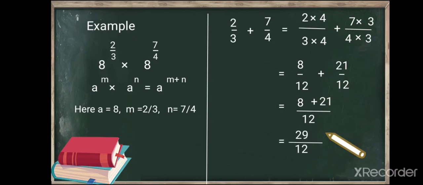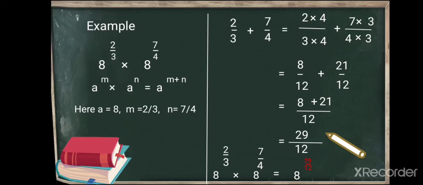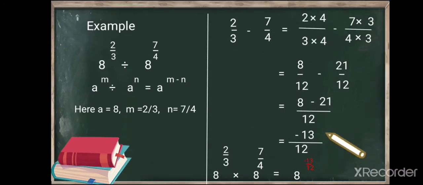Therefore, we will get the answer of this question is equal to 8 raised to 29 upon 12. Similarly, we can use the same method for the division symbol also. So here we get this answer. Here 8 minus 21 is equal to minus 13. So we will get here the answer minus 13 upon 12.